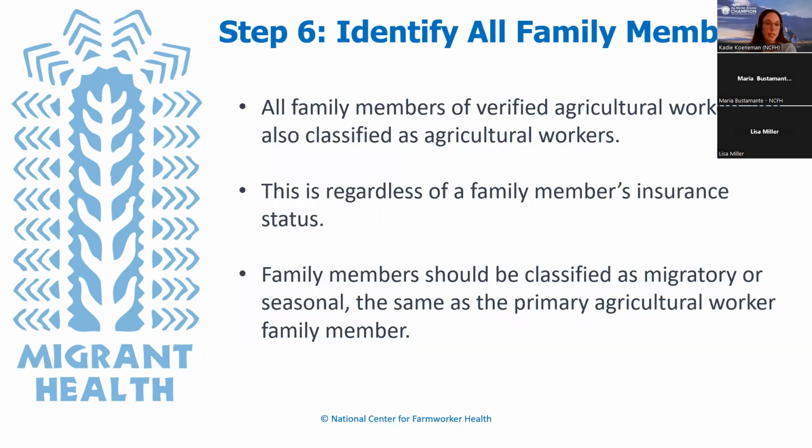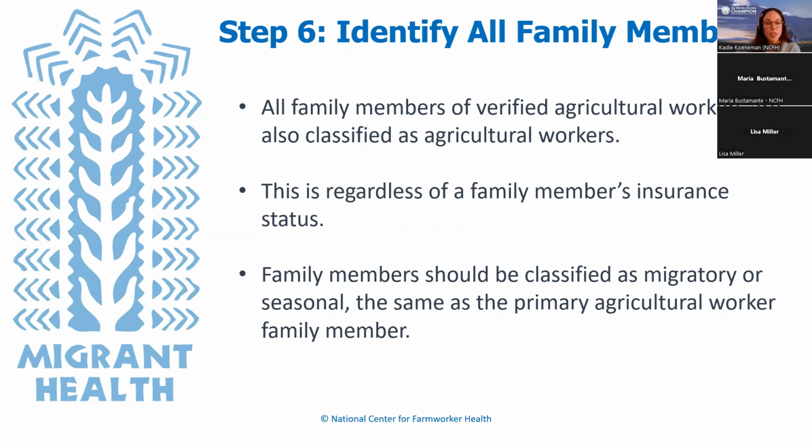The final step, step 6, is to identify all family members. In the Consolidation Act of 1996, the definition was also expanded to include family members of agricultural workers. All family members of verified agricultural workers are also classified as agricultural workers, regardless of a family member's insurance status. Dependents should be classified as migratory or seasonal, the same as the primary agricultural worker family member. This directly applies to children. Cross-check and make sure you are accurately capturing all family members in your UDS reporting.